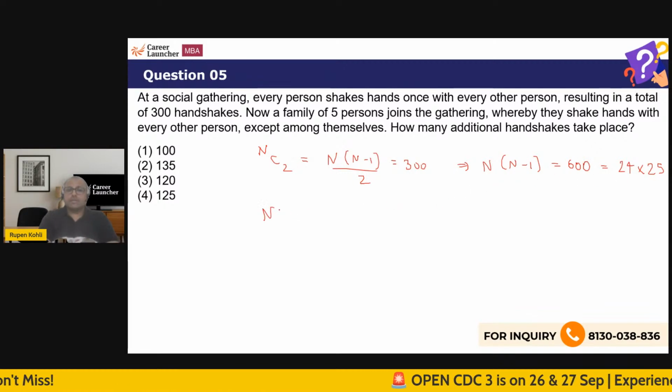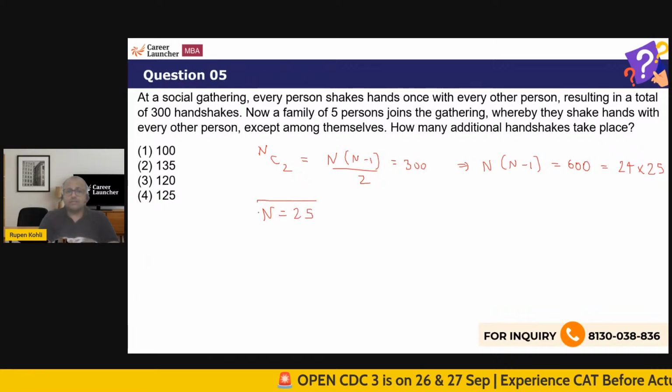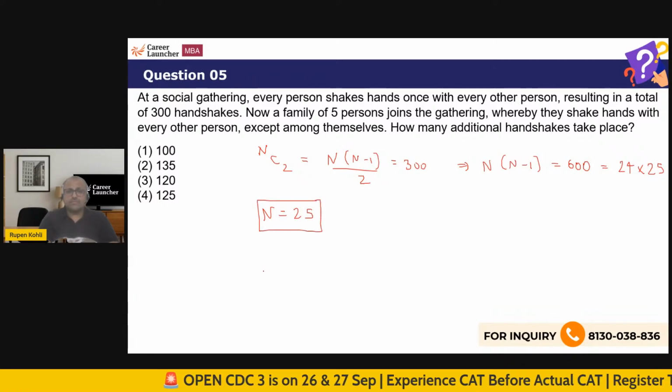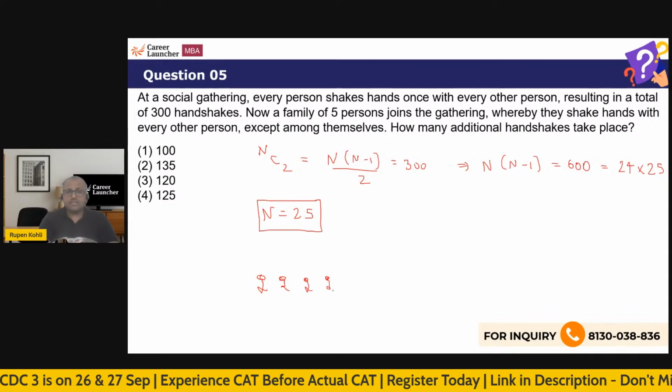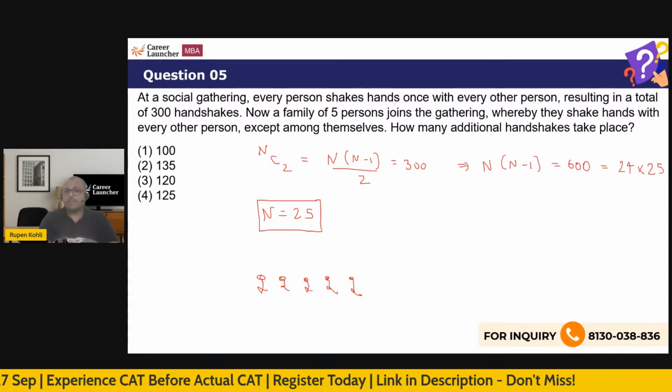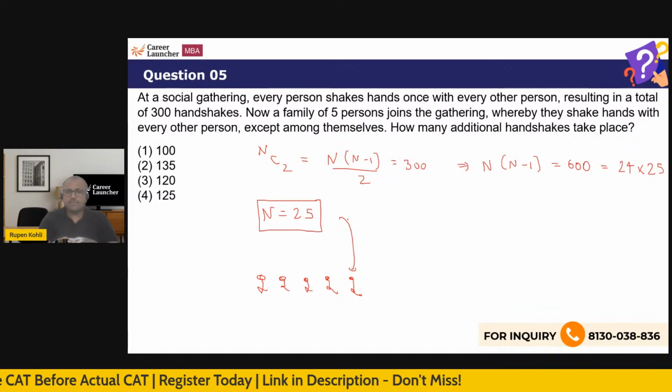So there were 25 people in the social gathering, and now these 5 people come in, and they are going to shake hands with everybody else, but not among themselves. So each of the 5 persons will shake hands with each of the 25 persons.